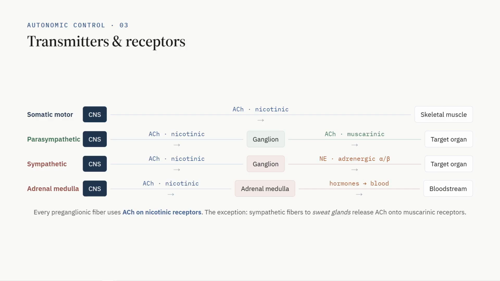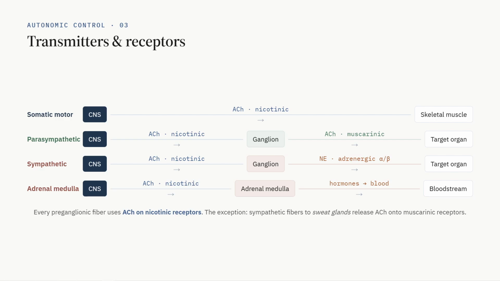Now the chemistry of those pathways. There's a clean rule here. Every preganglionic neuron in both divisions releases acetylcholine onto nicotinic receptors. That's also true for the somatic motor neuron going to skeletal muscle, and for the input to the adrenal gland. So the first synapse is always the same. The divisions diverge at the second step, the target.